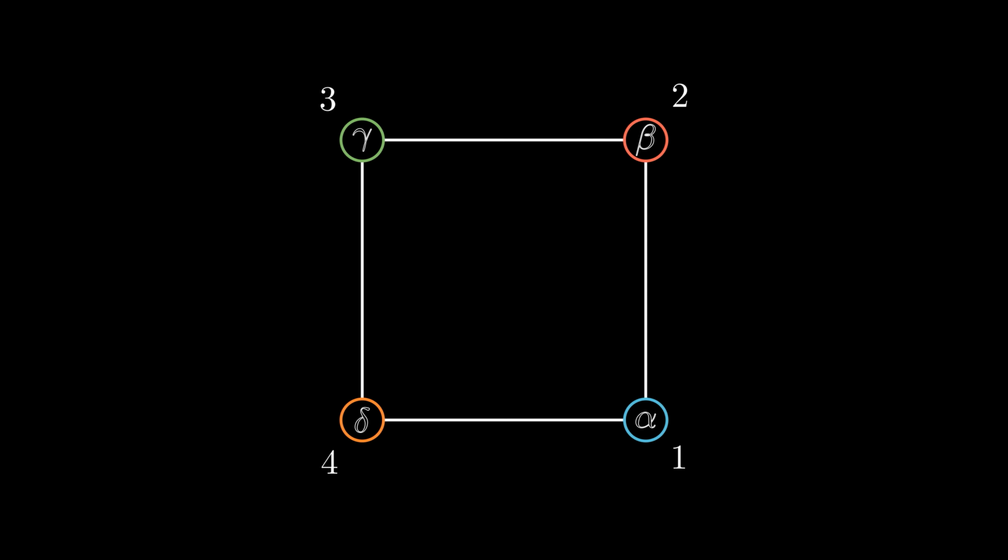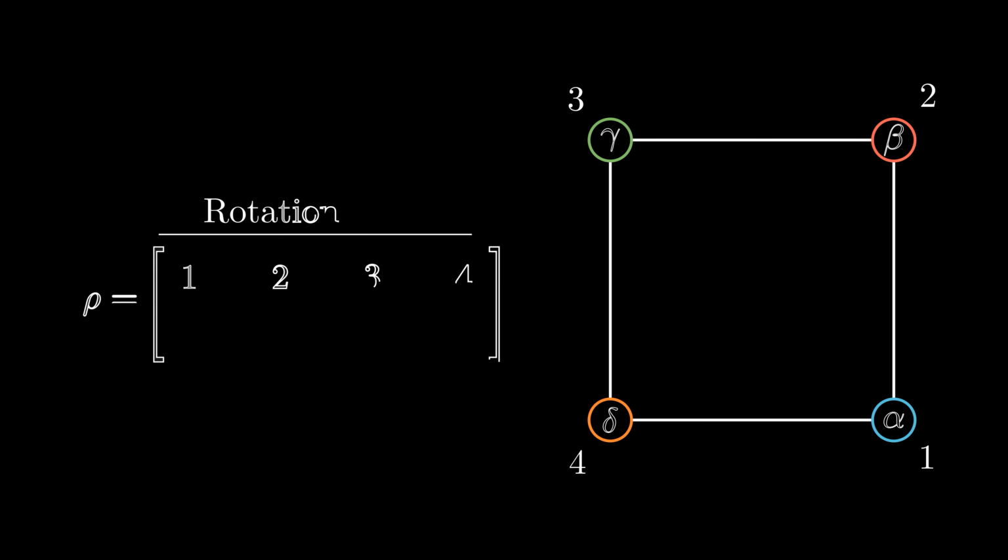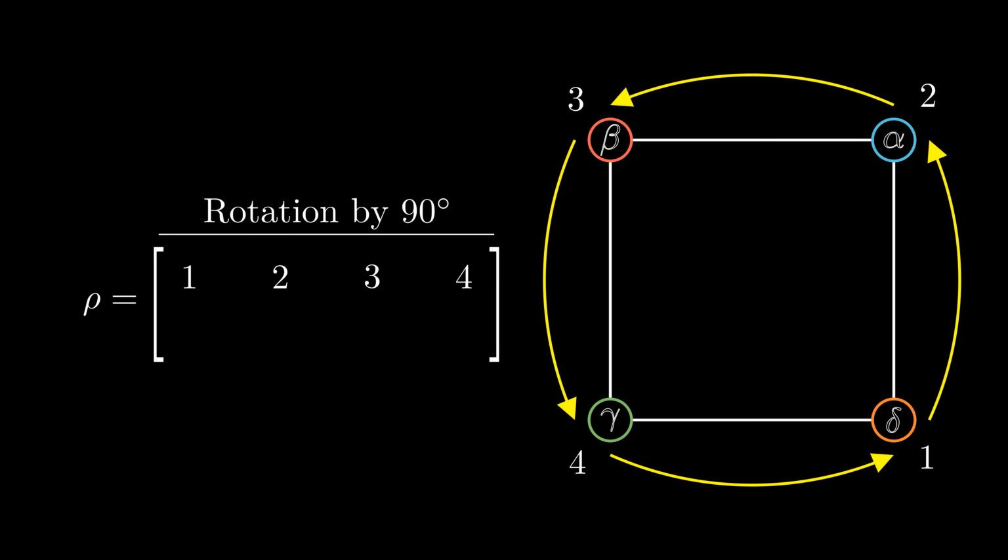Consider a rotation by 90 degrees. Here, we see corner alpha in position 1 move to position 2. Corner beta in position 2 moves to position 3, and so on and so forth. We can then write the permutation in array notation for a rotation by 90 degrees in the dihedral group of order 8 as follows, representing a mapping between positions. We'll call this permutation rho.